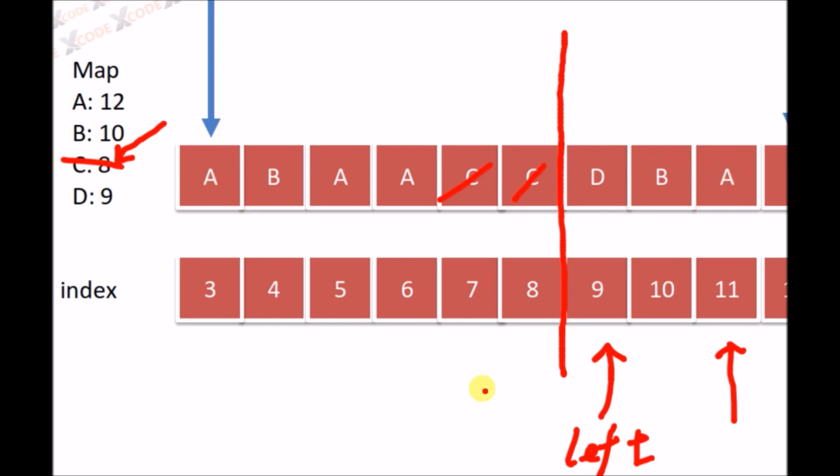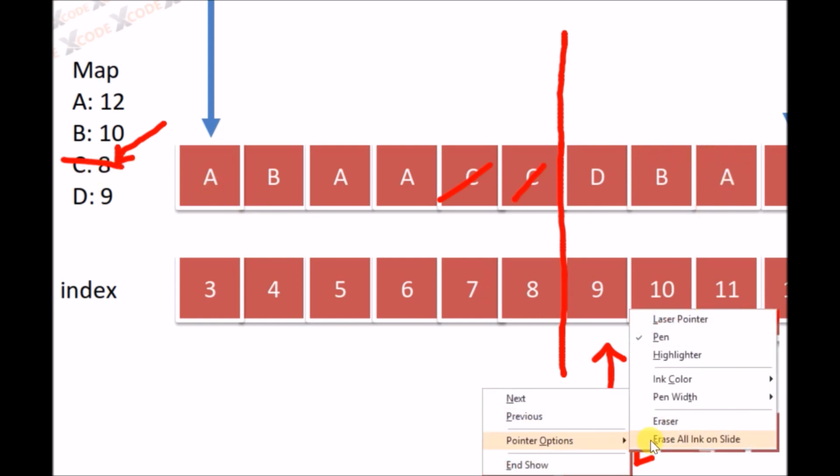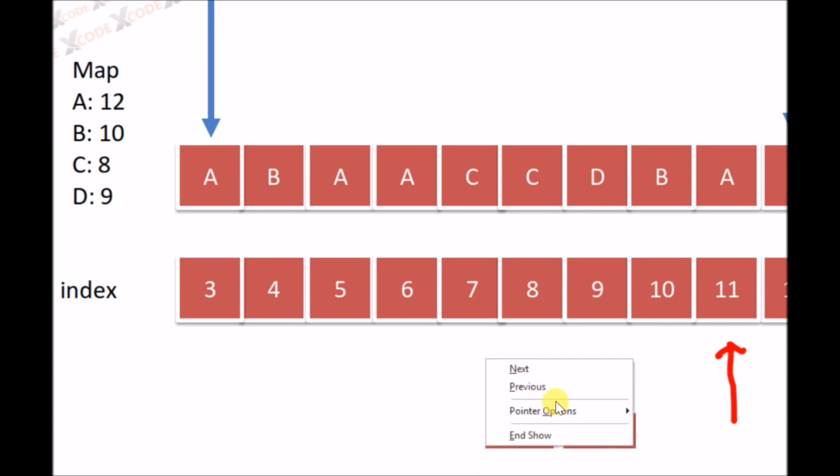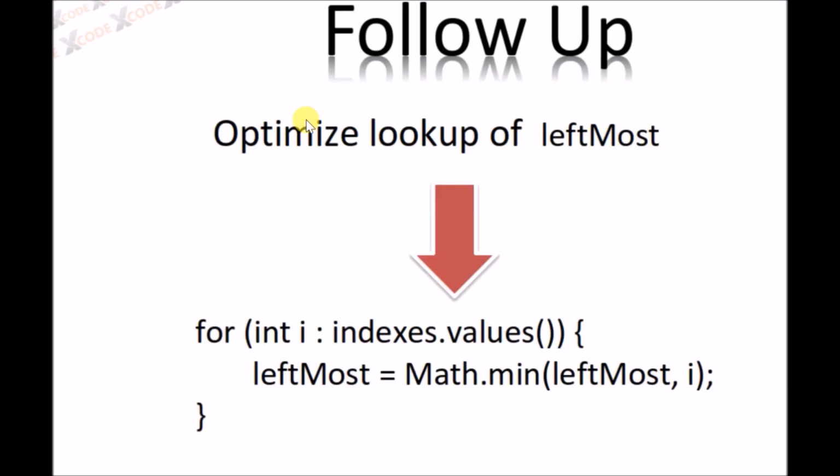So how do we find this? Let me erase all ink. Okay. Anyway, what this means is that we just need to find the smallest value in the map, right? The value is smallest. Okay. So how do we optimize? The code is actually here. We try to find the leftmost, right?